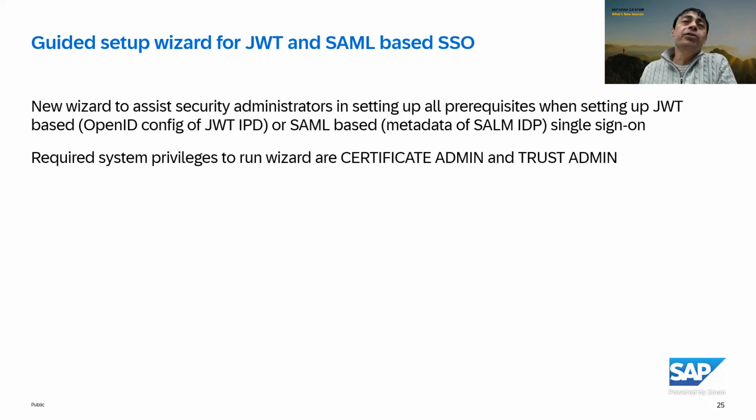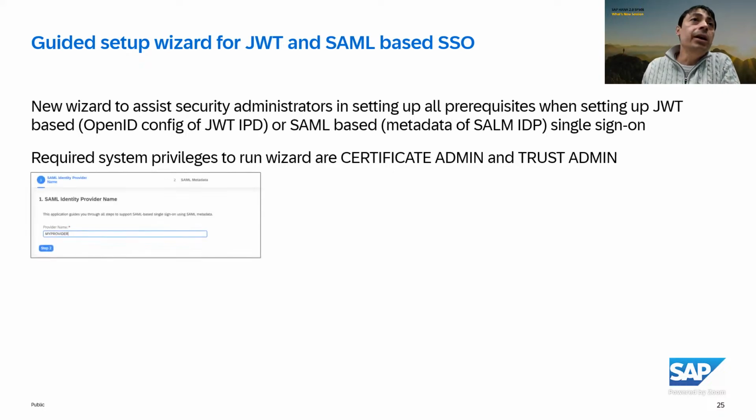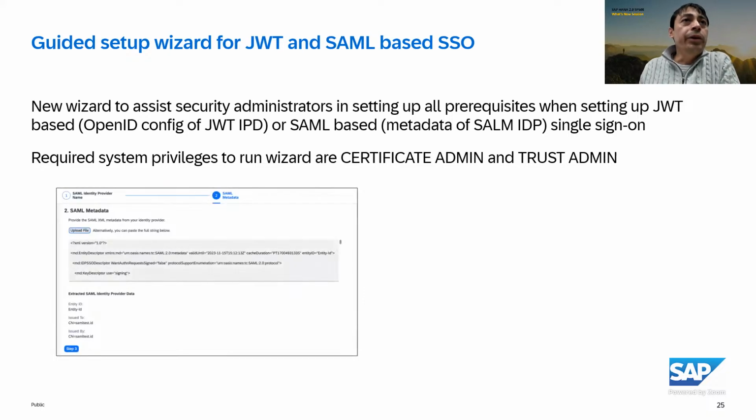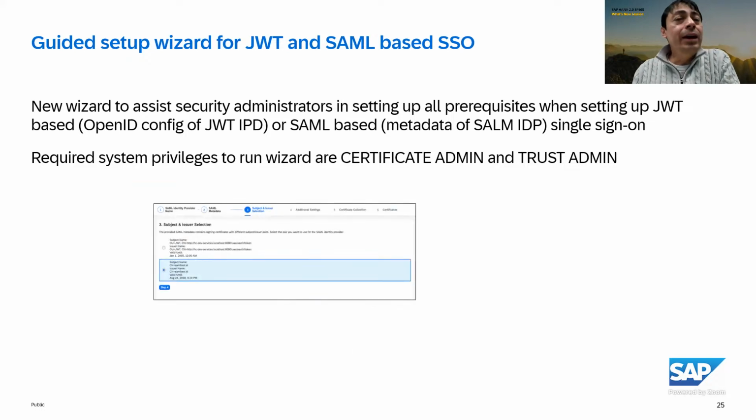And I'm going to just show you some screenshots about the wizard for SAML, and then the demo will show you how to do it with JWT. But in essence, you select a name for your identity provider. Then you select where the metadata is. In the case of SAML, it's an XML file. So you upload that XML file, and then based on the XML file, you continue with the wizard. If you have a couple of identity providers, then you get to choose which provider, which metadata to use.